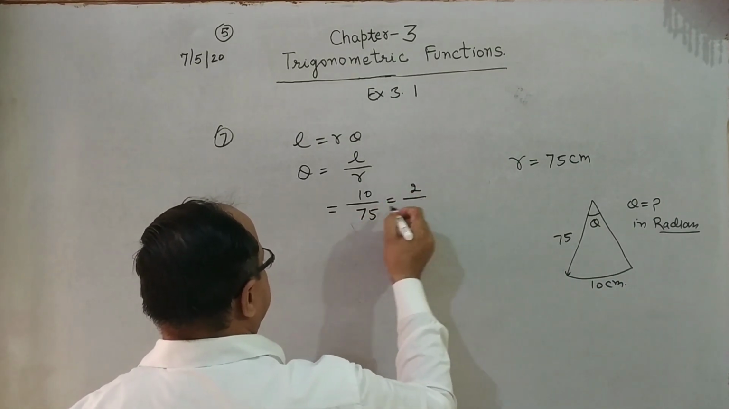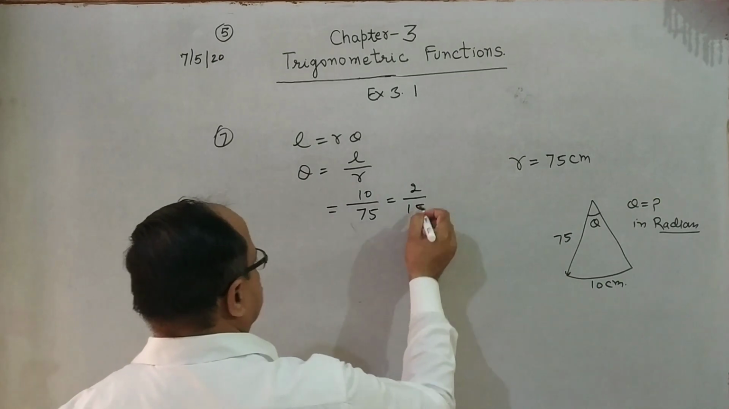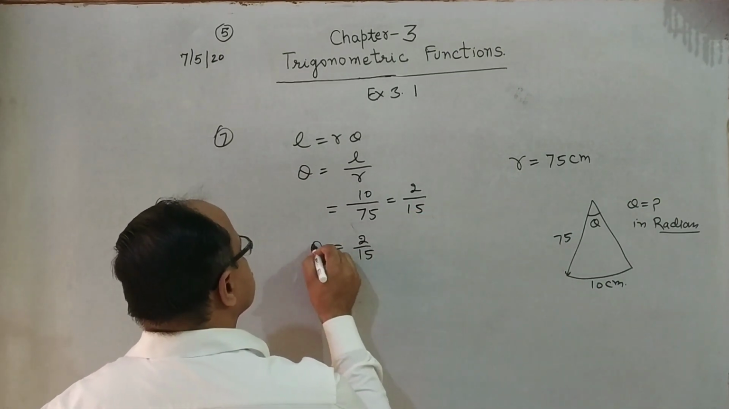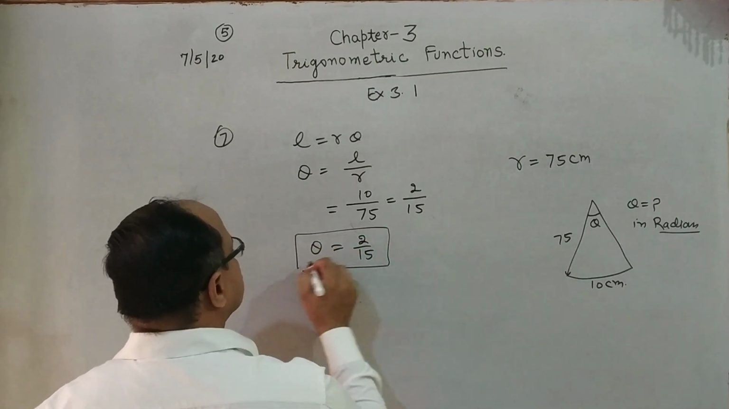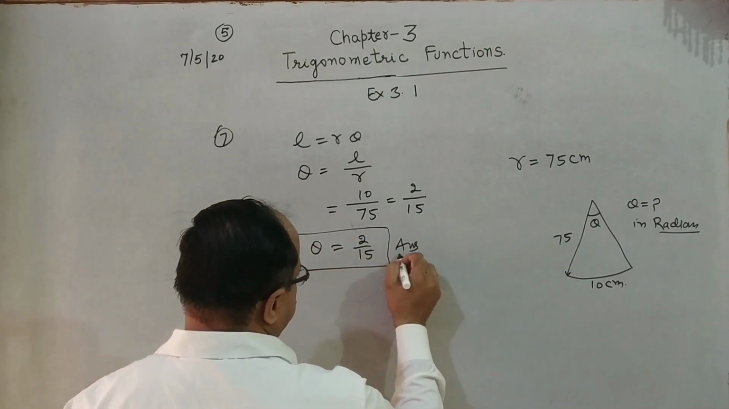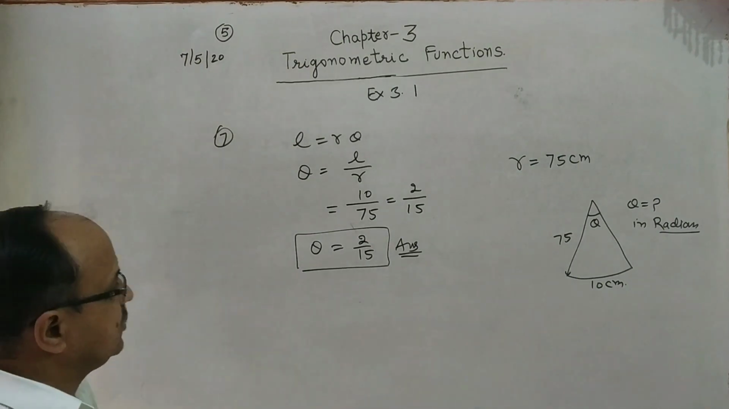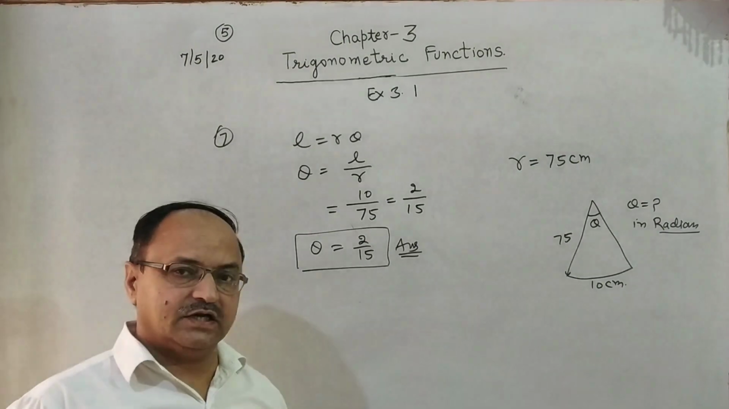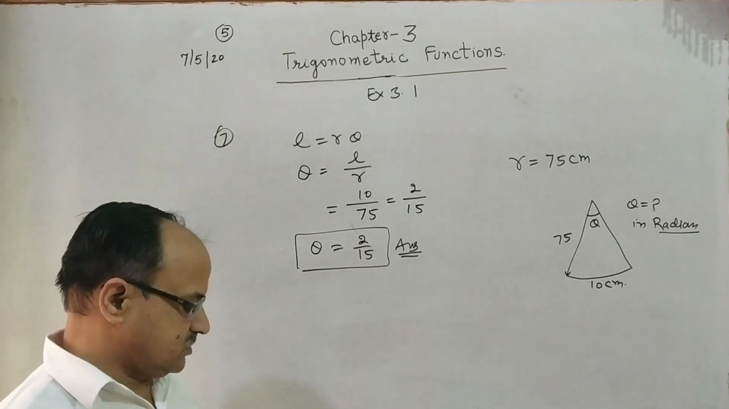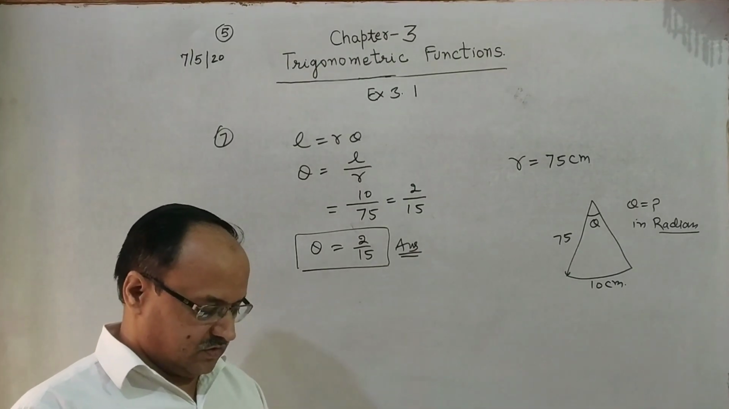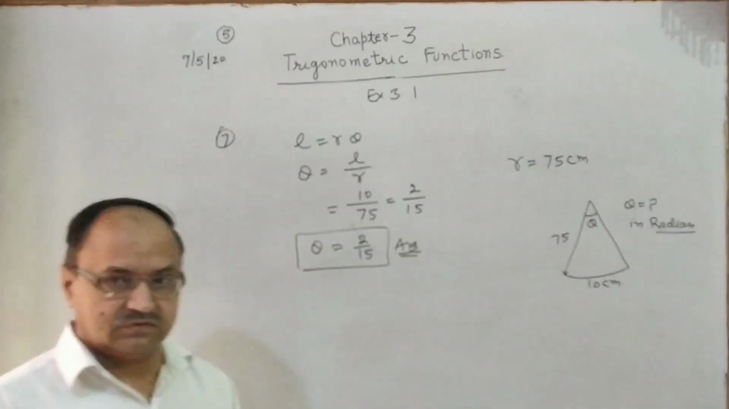5 twos are 10 and 5 fifteens are 75. So 2 by 15 is the answer of this question. Because we want to find the angle in radians, and in the formula theta is also in radians. Clear? So, thank you.